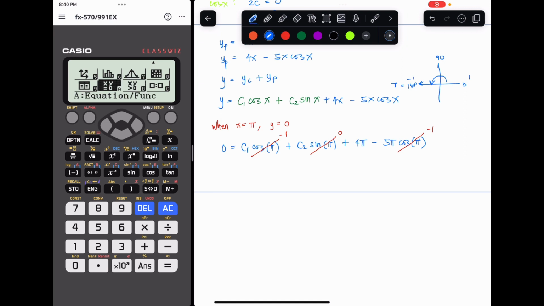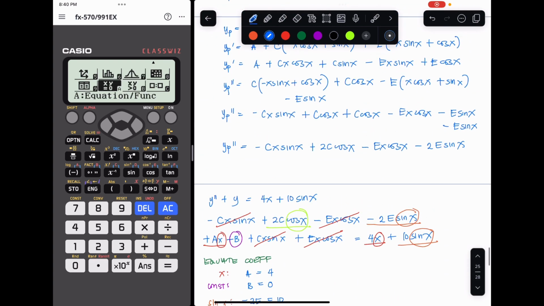So thus, I'll have 0 is equal to negative C1 plus C2 times 0, since sine pi is 0, then plus 4 pi. Cosine pi is negative 1 times negative 5 pi, that is plus 5 pi. So transposing C1, therefore C1 is 9 pi.